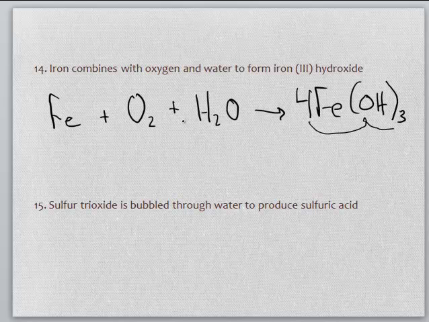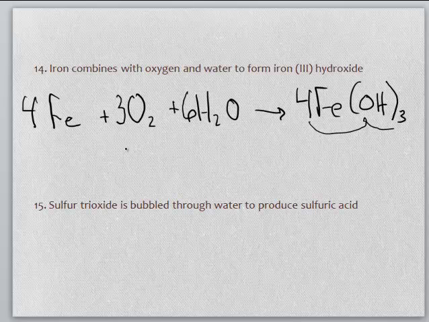So to make this side have 12 oxygens, the first thing you want to notice is that you've also got 12 hydrogens. So if you put a 6 in front of the water, that'll give us 6 oxygens. If we put a 3 there, that'll be 6 more oxygens, and that'll balance our oxygens and hydrogens. And then we can just put a 4 in front of the iron. And again, that one's probably the trickiest one on the paper.